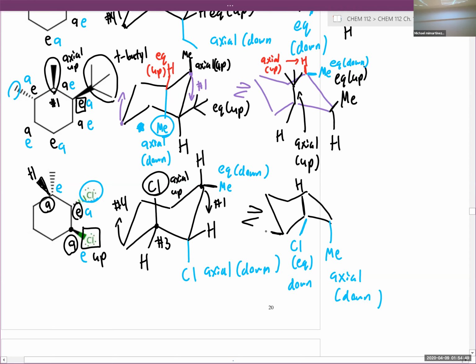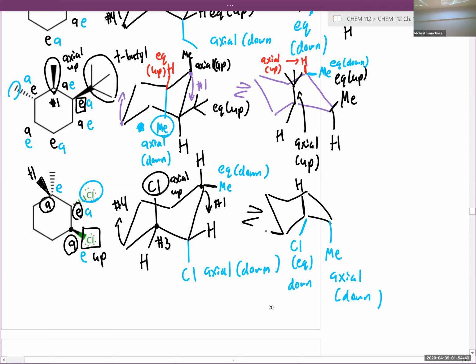Does that make sense to everyone? In the ring flip, we just exchange all of our axial and equatorial positions. Now, and this is one mistake, since the first 2 substituents have a dash, they're treated like 2. Yes, that's one way of thinking about it. Yes, that's perfectly fine to think about.